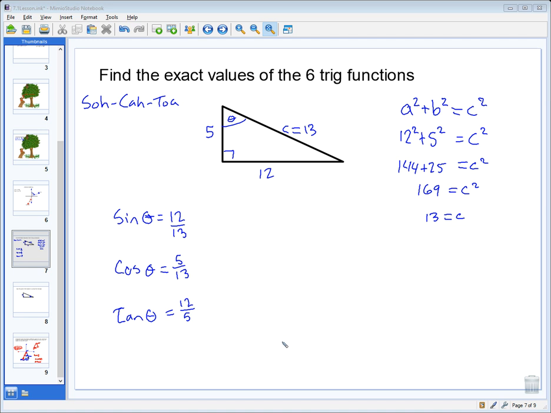Now remember, we have 3 other ones: the cosecant, the secant, and the cotangent. The cosecant of the angle is the reciprocal of the sine, so that would be 13/12. Secant of the angle, it's the reciprocal of cosine, so it's 13/5. And then the cotangent of your angle is the reciprocal of tangent, which would make it 5/12.